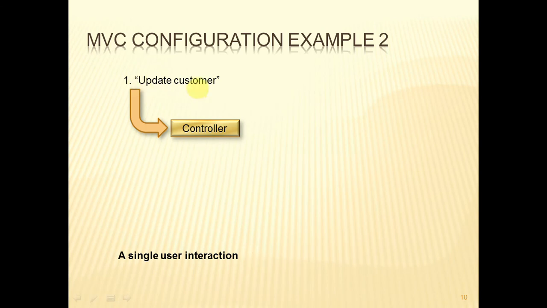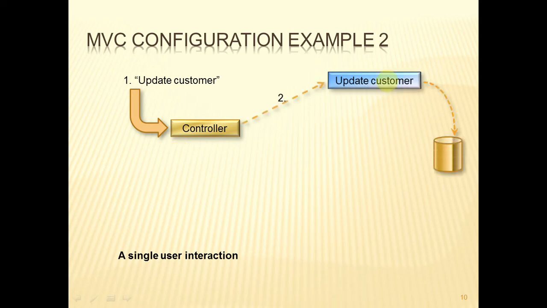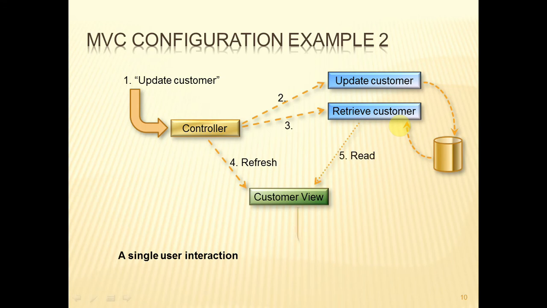The update customer request comes in to the controller, whose first job will be then to activate the update customer model component, who will write to the database. Then the controller will activate the retrieve customer component. This is a model component that will then extract from the database that information that has just been written to it. Then the controller can cause the customer view to refresh that will get the information that has been retrieved here and then output it.